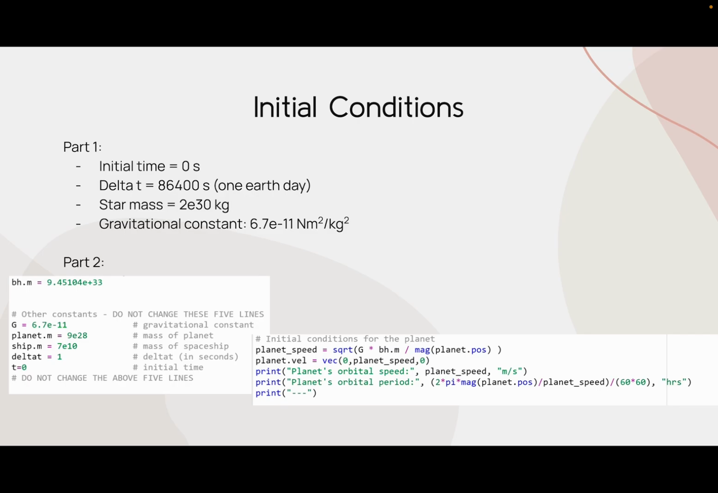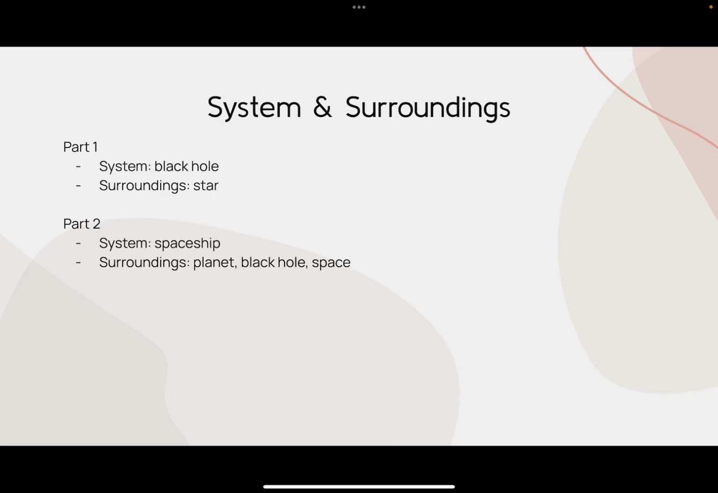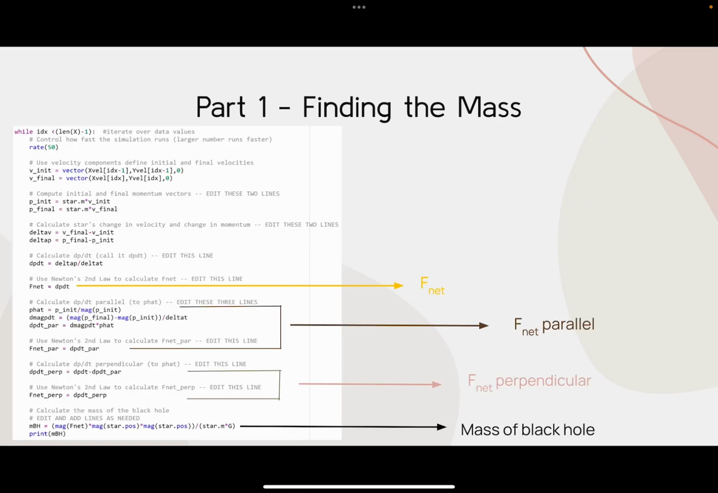For part 2, the initial conditions are shown here, and we have the mass of the black hole along with the gravitational constant, the mass of the planet and the ship, and also the planet speed and planet velocity, which are set here. For part 1, the system is the black hole and the surroundings is the star. For part 2, the system is the spaceship and the surroundings are the planet, the black hole, and everything else.